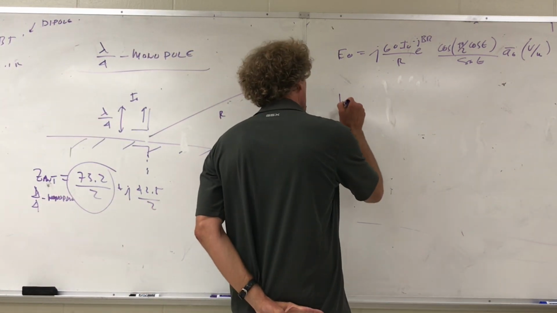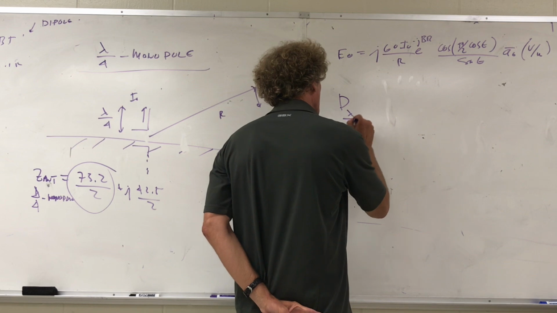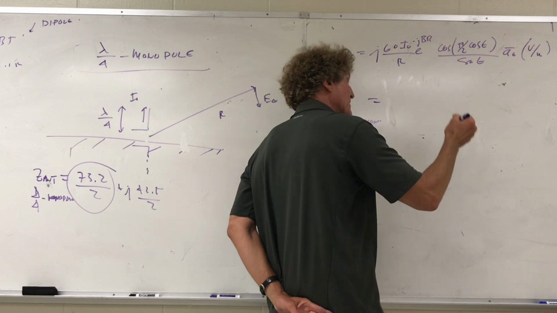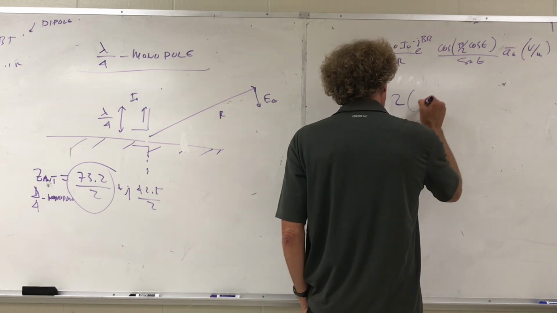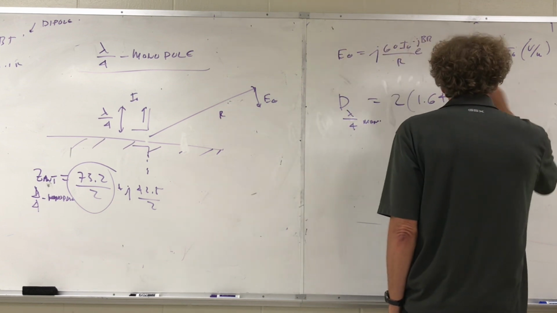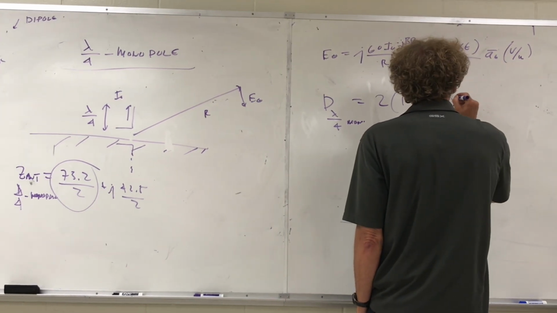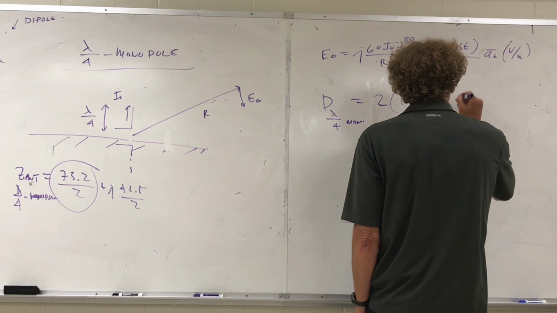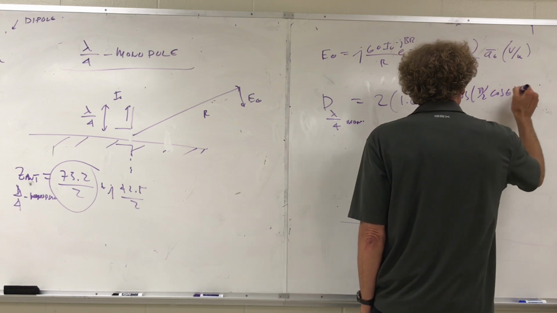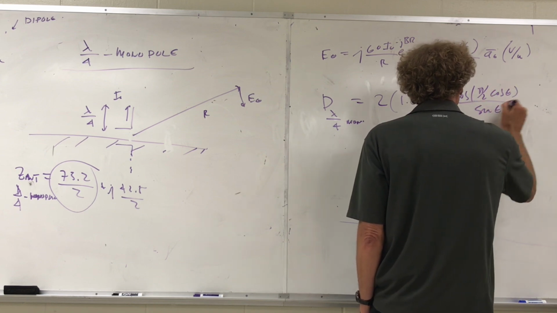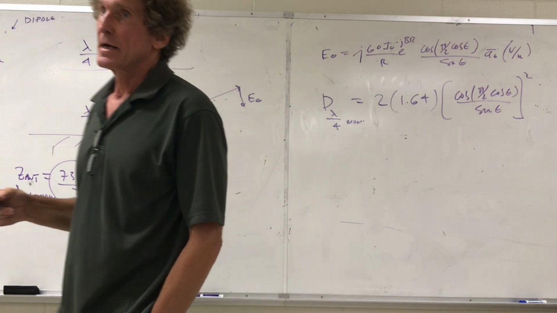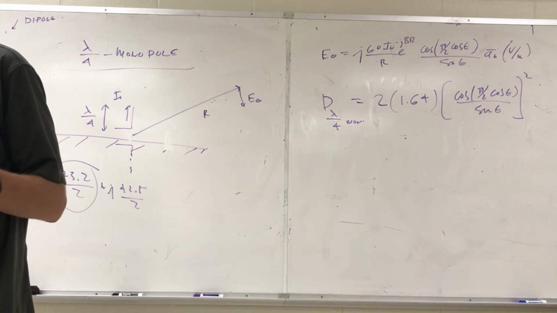But now the directivity, and this is for a lambda over 4 monopole, is double that of the half-wave dipole. So it's going to be 2 times 1.64, so it's 3.28, times cosine of pi over 2 cosine theta over sine theta, squared. And that's the whole thing with the monopole.